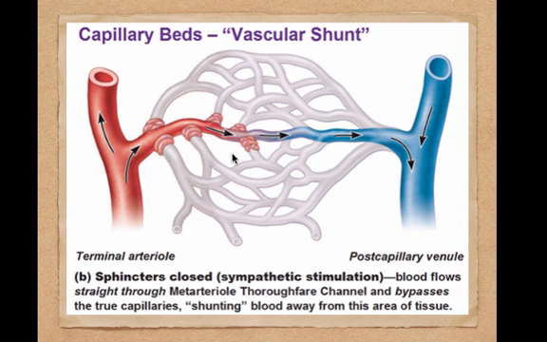If we have low blood pressure, your body will redirect blood away from the capillary beds, sending it directly through the vascular shunts, and this will increase the amount of blood that's in the veins and arteries. So this will increase blood pressure. This is a response of the sympathetic nervous system.